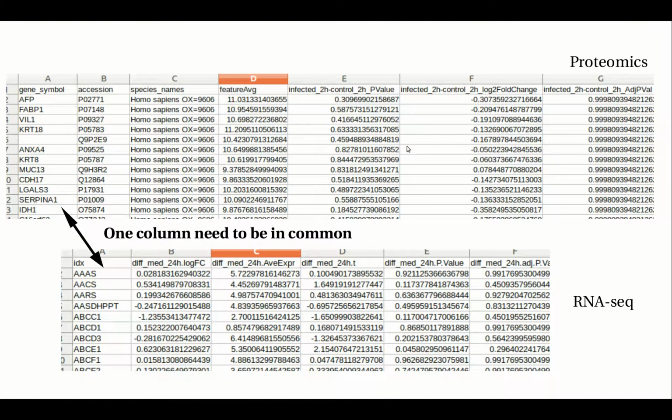And finally, if you want to give multiple data matrices to OmicLoupe, you need a column that is shared, or has shared IDs, between these. Otherwise, OmicLoupe will not know which entry matches to which entry. In this case, we have gene symbols, and also here in the second one, in the RNA-seq, we have a column called IDX, but this is also gene symbols. So these contain the same types of IDs. And this is only required if you want to use multiple datasets when you run OmicLoupe.